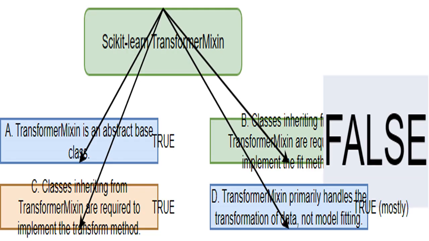The fit method is optional, depending on the specific transformation the subclass needs to achieve. This is mostly true. TransformerMixin defines the interface for transforming data. Whether or not model fitting is involved depends on the particular transformer class. So, while transformation is central, it isn't strictly exclusive of model fitting, which is optional.